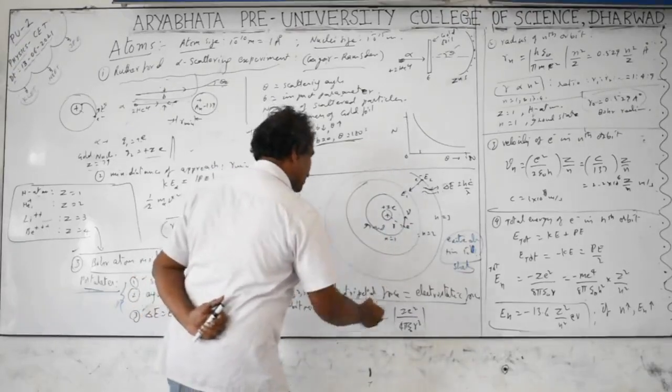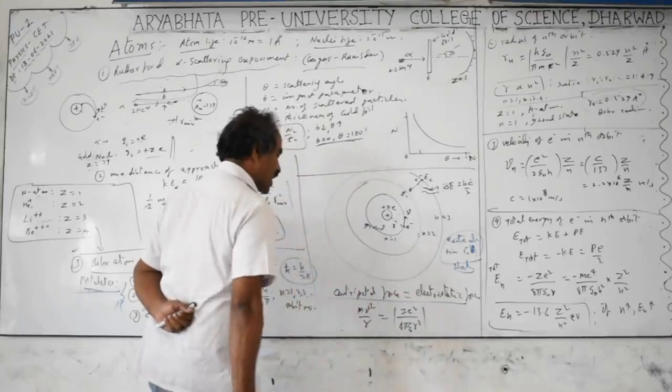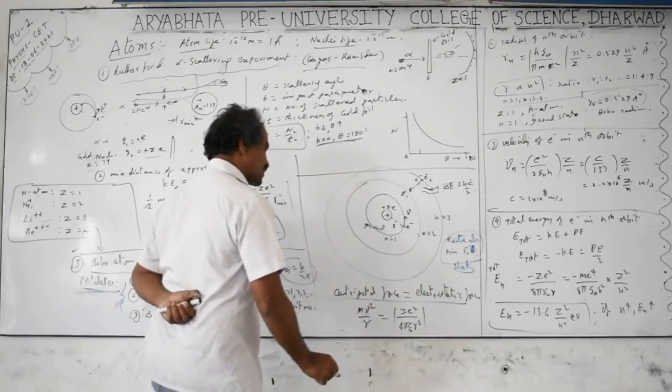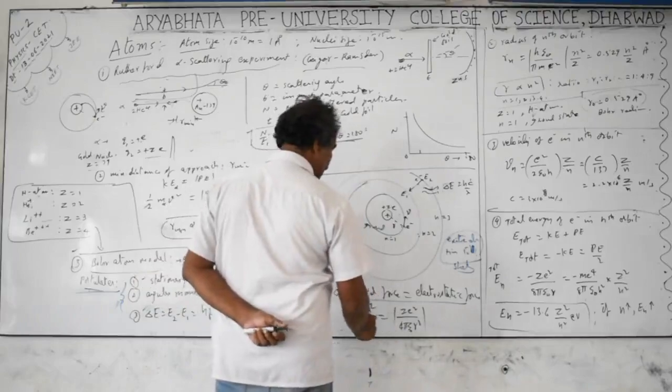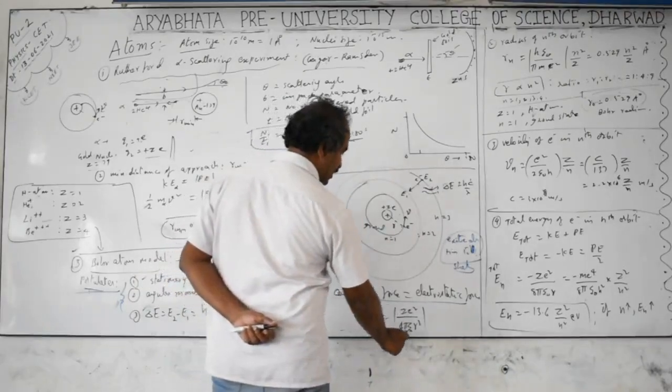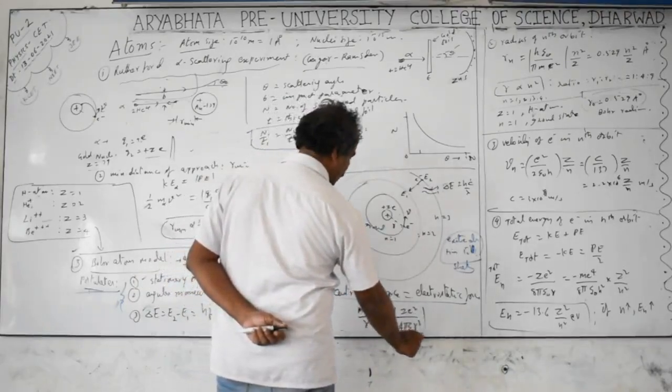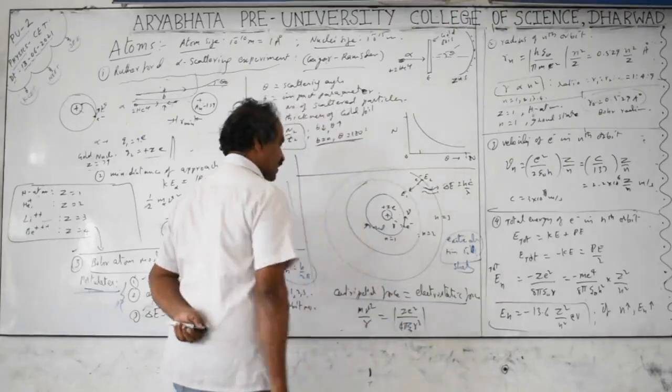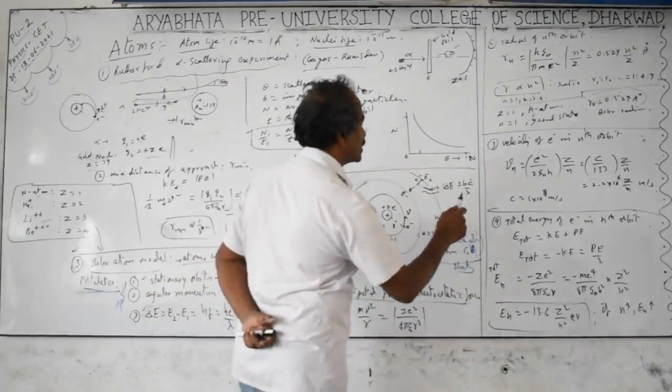So electrostatic force equals centripetal force. Centripetal force is mv² by r, where v is the speed of the electron, r is the radius of the orbit, Z is the atomic number, m is the mass of the electron, and e is the charge of the electron. The electrostatic force is Ze² by 4πε₀r². R is the radius. You can calculate the corresponding expressions for the radius, energy and velocity of the electron in the particular orbit.